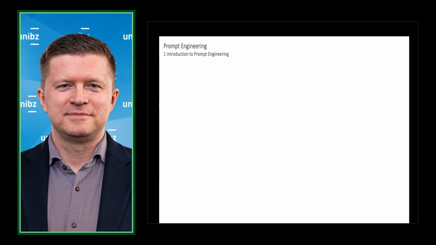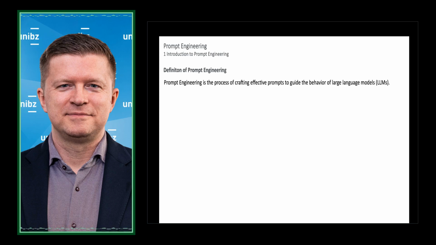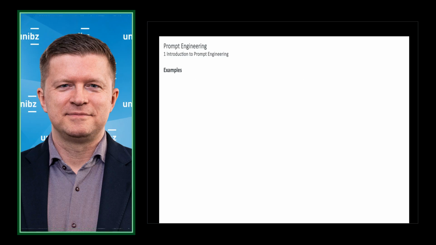And as usual, we're going to start with a definition of prompt engineering. So prompt engineering is basically the process of crafting effective prompts to guide the behavior of large language models. And the quality of the model's output is heavily influenced by the design of your input prompt. And this is important because you can directly achieve specific outputs without additional model training or fine-tuning. Because as I said, it's really expensive.